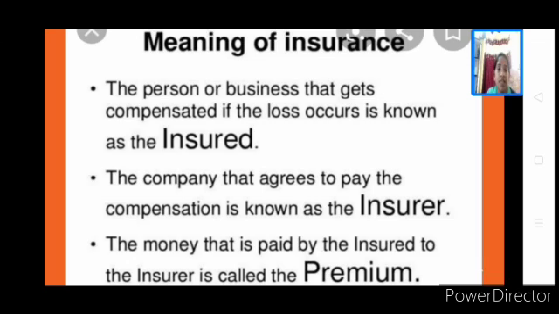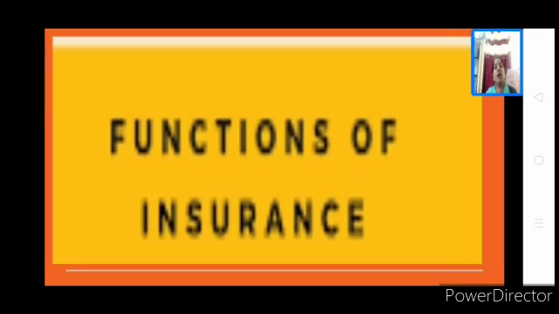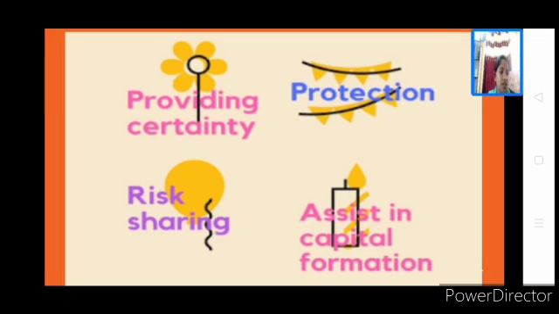So these are the three terms. One more you can add as insurance policy. So that is a contract between the insured and the insurer. Now you see the functions of insurance. What actually does insurance do? Here you can understand. It provides certainty, it provides protection, it shares risk, it assists in capital formation. These are the four important functions undertaken by the insurance companies.